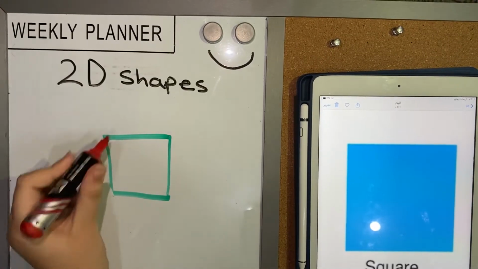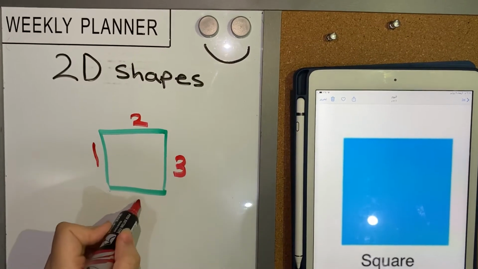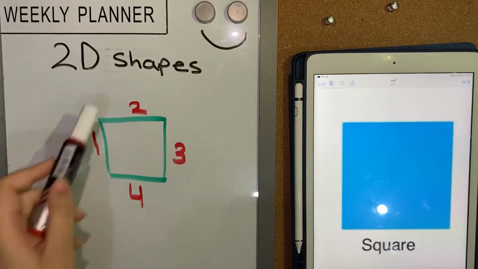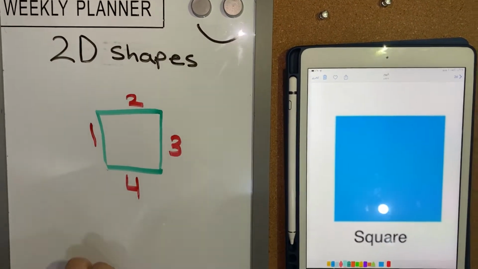1, 2, 3, 4. So the square has 4 sides. So this is the square.